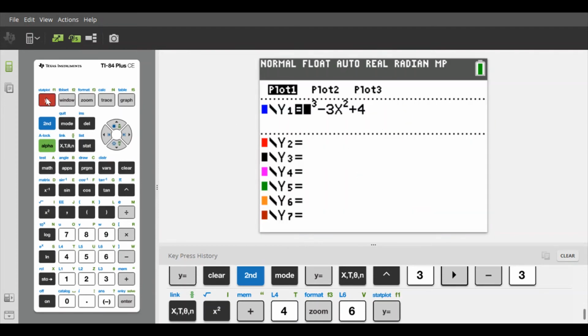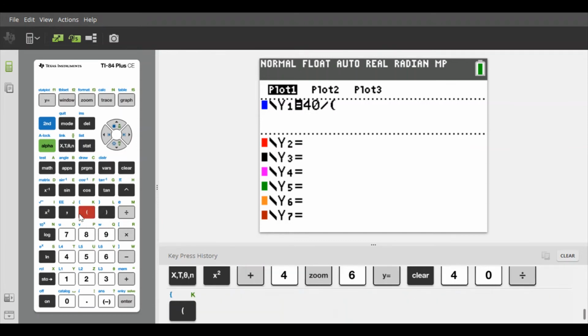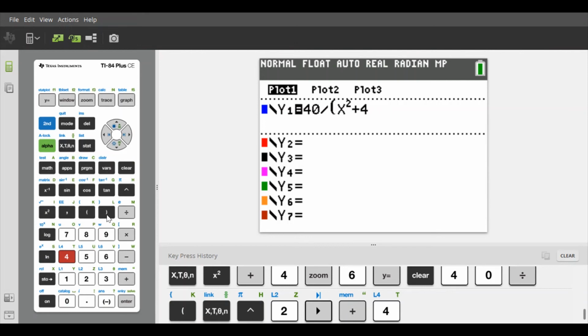Now, if we come to y equals, take out number 3 and put in number 4. Number 4 is 40 divided by, and I'm going to use a parenthesis for the denominator because there's several items in it. So x squared plus 4. I'm going to close my parentheses.